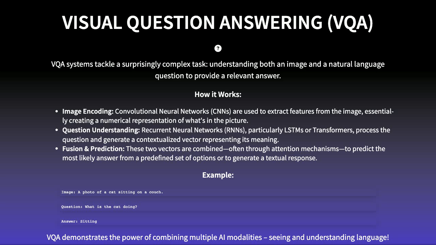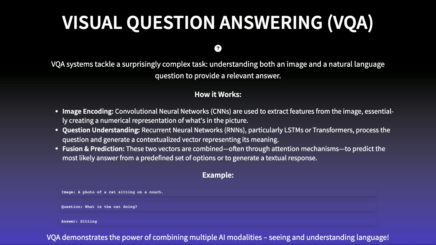Think of it like a sophisticated digital eye to analyze the image and create a numerical representation of what's visible. Simultaneously, another part of the system, often an RNN or transformer, processes the question to understand its meaning. Then, these two views of the information, the image features and the question context, are combined, usually using something called attention, allowing the model to focus on the most relevant parts of both. Finally, it predicts the best answer, whether that's from a list of options or even generating a sentence directly. It's like teaching a computer to see and understand, just like we do.